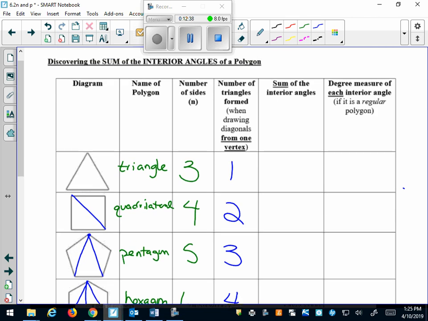What is the sum of the interior angles of a triangle? 180. We've been doing that since we learned the triangle sum theorem, right? 180 degrees. Okay, what is the sum of the interior angles of a quadrilateral? 360, which you already knew. But let's look at it in relation to these triangles and see why this makes sense.